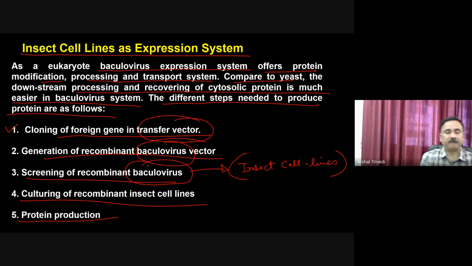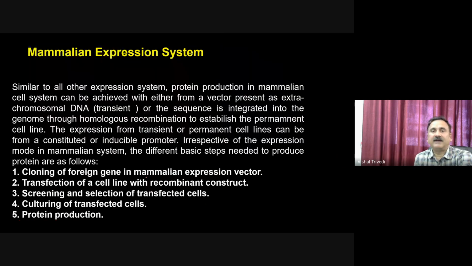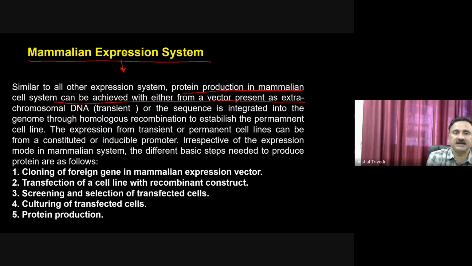Then you can do the protein production. Apart from that, you can also have the mammalian expression system. The mammalian expression system offers the advantage that it is a eukaryotic system, but it has the disadvantage that it does not give you a large quantity of proteins, and on the other hand, it is very costly. Similar to the other expression systems, protein production in the mammalian system can be achieved either from a vector present as extrachromosomal DNA, or the sequence is integrated into the genome through homologous recombination to establish a permanent cell line.